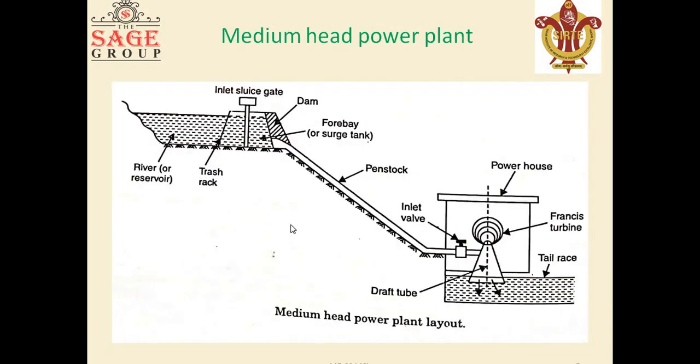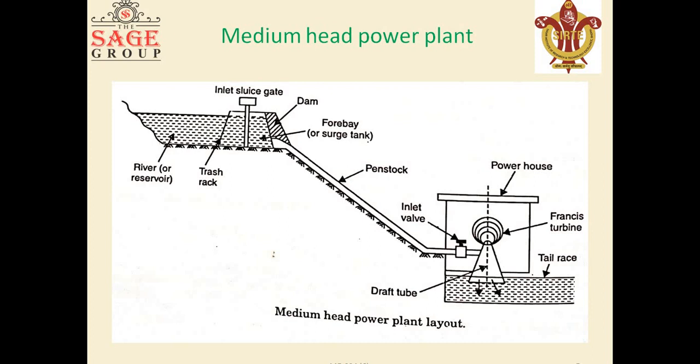This is the layout of a medium head power plant. Here you can see the river or reservoir, the trash rack, and the inlet gate. This is the dam, this is the forebay, or we can see the surge tank, and this is the penstock, and here you can see the inlet valve. This is the powerhouse, or the turbine assembly, where the Francis turbine is used in the case of the medium head power plant, and this is the draft tube.